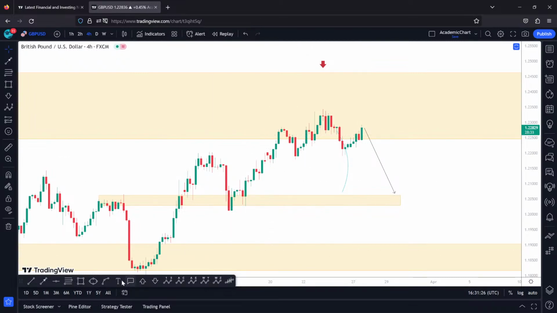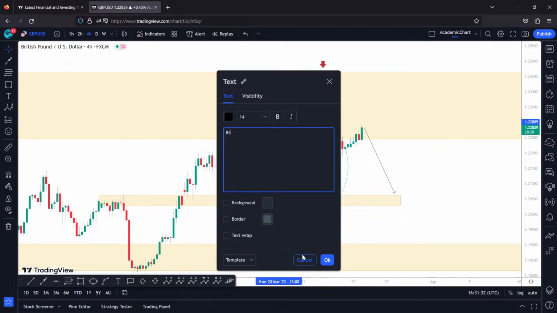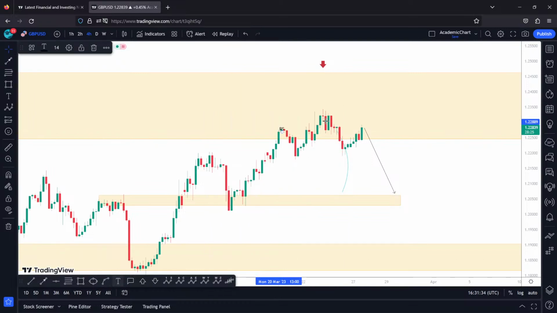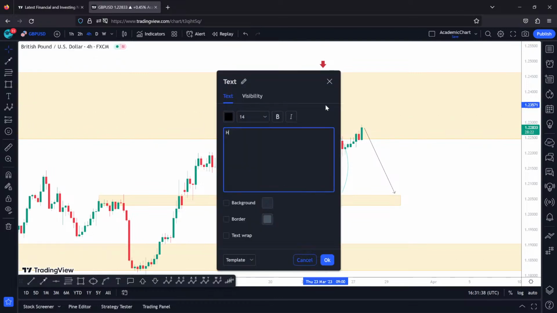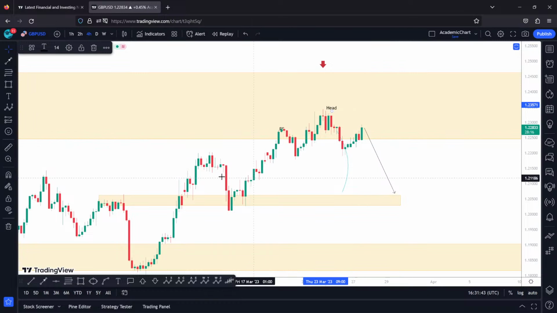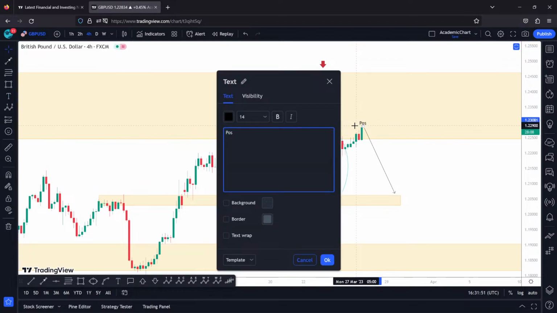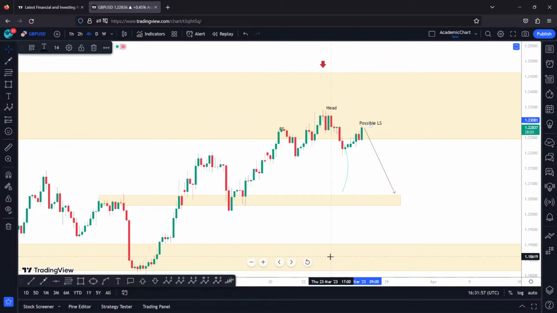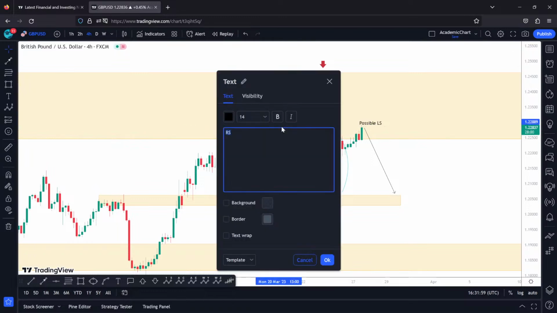So this is going to be my right shoulder. Yeah, this is the right shoulder, and this is going to be my head here. This is the head, and as I'm expecting, we're going to see a downtrend from this point. I'm going to see this as a possible left shoulder, and this is still not a head and shoulder. So this is a possible right shoulder. Sorry, this is the left shoulder for sure. And this is the possible right shoulder.